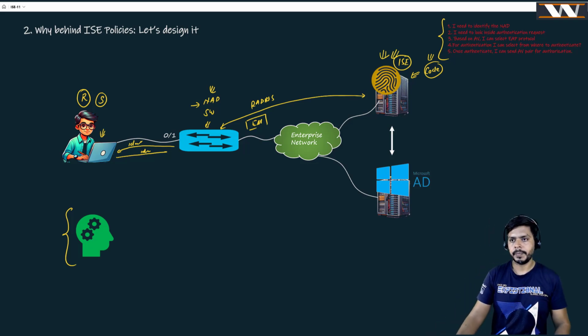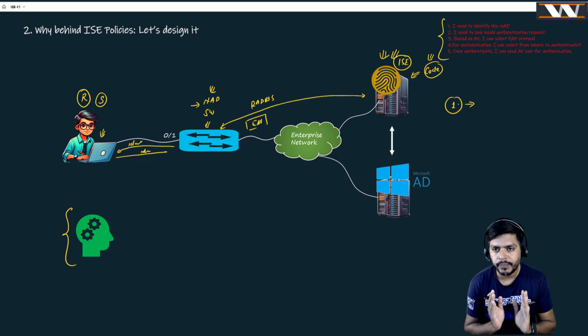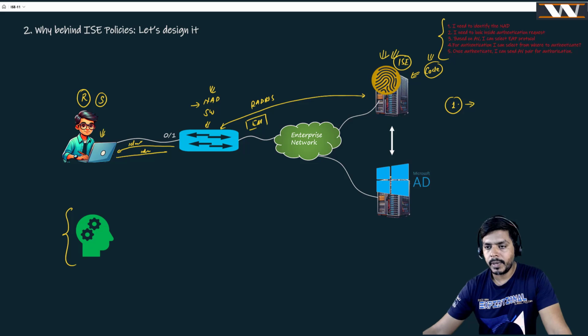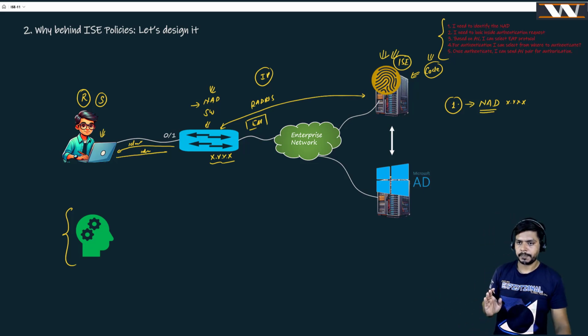So first things first, when we try to design this ICE, Identity Services Engine, what should be the very first thing ICE should know? The very first thing ICE should know is where the network access device is. What is its IP address? Maybe it is x.x.x.x. So we have this x.x.x.x guy, which is the NAD. And we have full IP connectivity between the switch and the Identity Services Engine. There is no doubt about it.